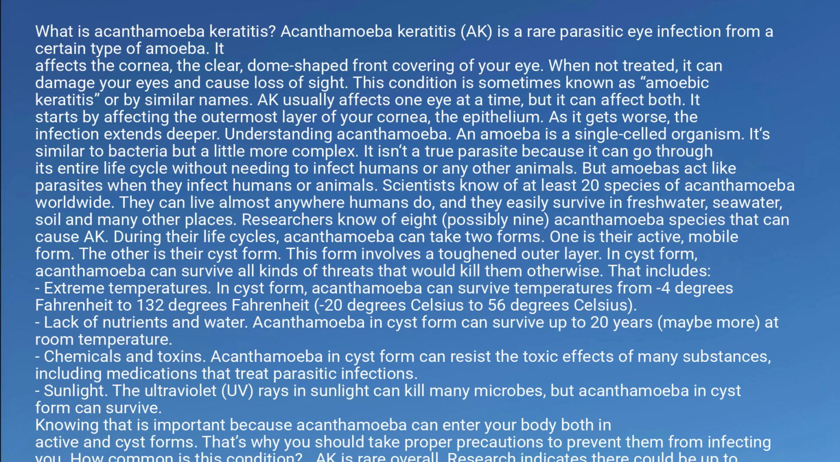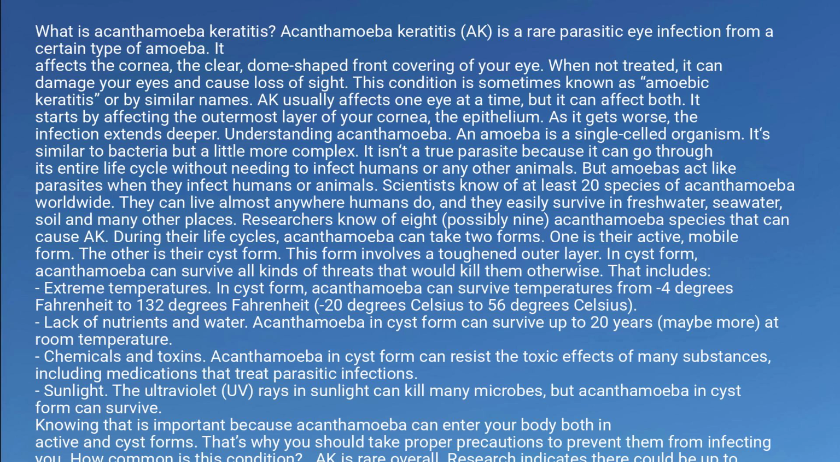What is Acanthamoeba keratitis? Acanthamoeba keratitis, AK, is a rare parasitic eye infection from a certain type of amoeba. It affects the cornea, the clear, dome-shaped front covering of your eye. When not treated, it can damage your eyes and cause loss of sight. This condition is sometimes known as amoebic keratitis, or by similar names.